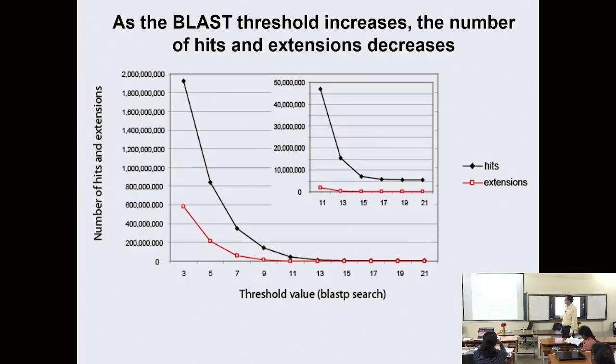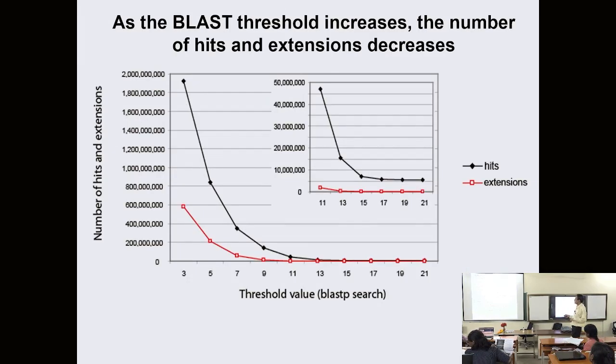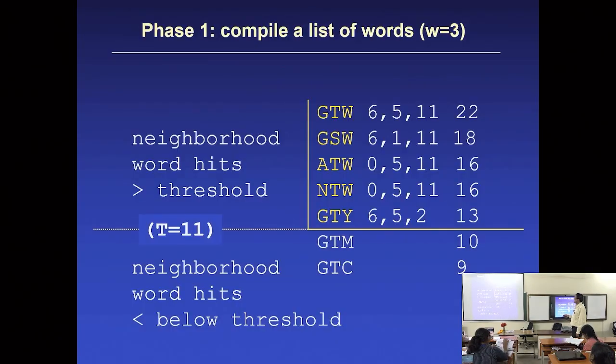When you increase the threshold value, will the number of hits and extensions increase or decrease? Decrease, right? Because if you increase this, there would be fewer hits, so fewer extensions. So this is shown here.